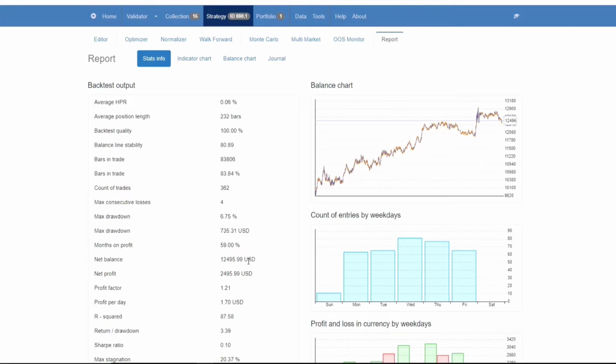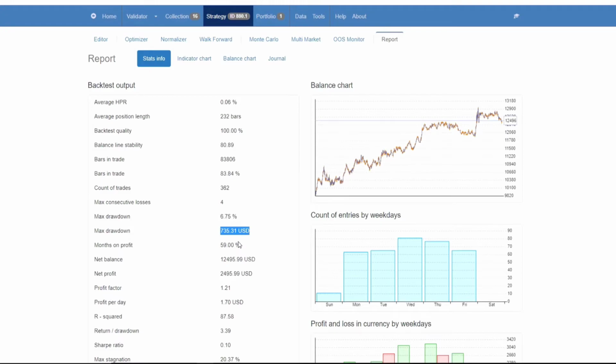Coming back to the stats info and the backtest output, just to run through a few of them. So for example, we have the net balance, and the net balance is the equity of our trading account. In other words, it is the current amount in our trading account in the currency that we have selected. Another one that we could look at would be the max drawdown. Now the max drawdown shows us the percentage of our trading account that dropped after having a losing streak. Basically, it's the difference between the peak and the trough.